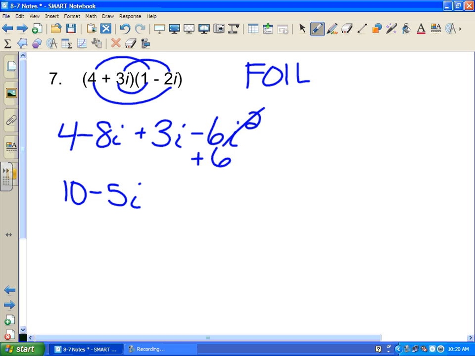This is a lot easier than foiling when we had radicals. When you foil and you have i in the problem, your answer will always simplify down to a binomial, 2 terms. One without an i, one with. That's standard form. Good.